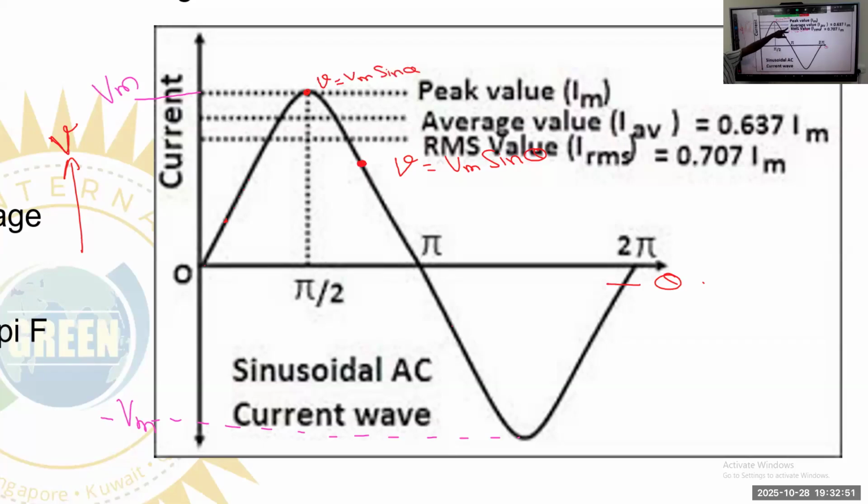At this point, theta is equal to 90 degree. So sin 90 becomes 1, into Vm. That's why we have Vm. What is the voltage at this point? Instantaneous voltage Vm sin theta. Theta is equal to 0, sin 0 is 0, 0 into Vm is 0. So we get 0 voltage. Similarly, we can find the voltage at this point. To find this voltage, we must know the angle. If we know this angle, we substitute here and can find the instantaneous voltage at this point.